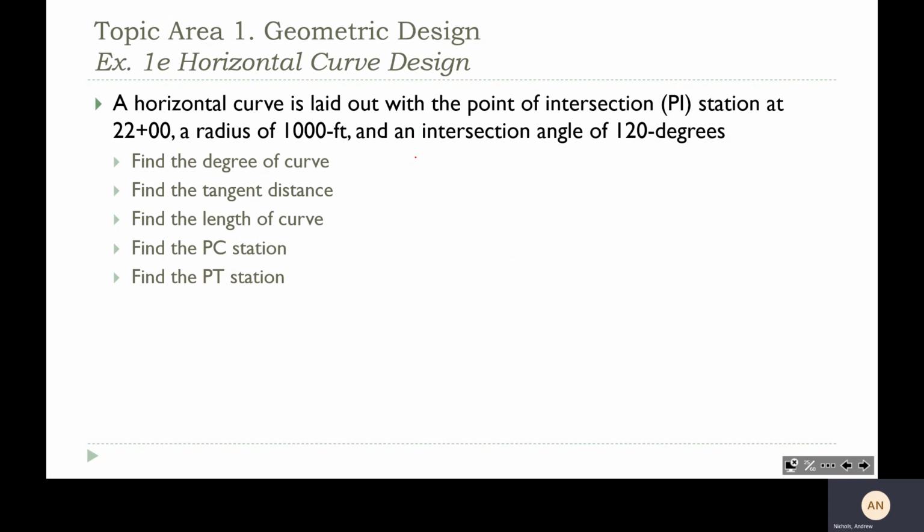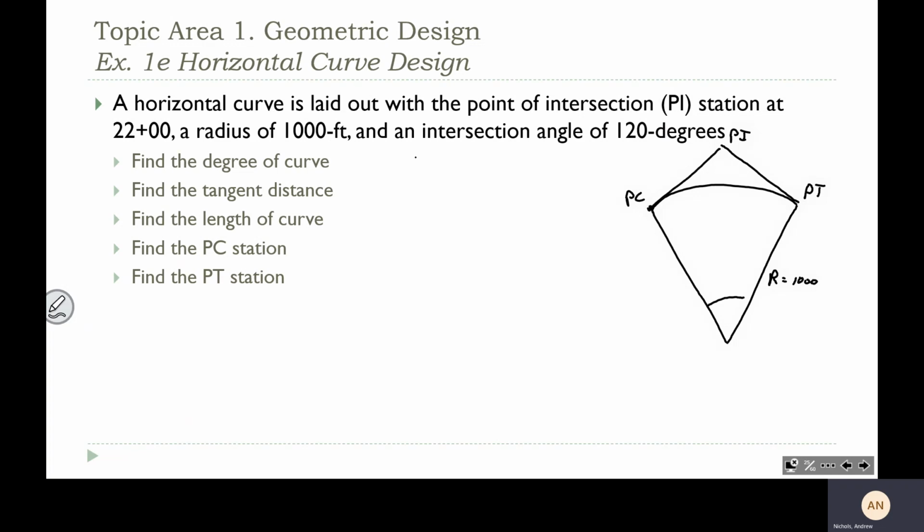So just doing a quick sketch. Let's say you can draw your snow cone. For some reason, I was talking about ice cream yesterday, so today I'm going to talk about a snow cone with a hat on it. So we've got PC, we've got PI, we've got PT. Radius is 1,000, and then this angle is 120 degrees. Obviously, I did not draw this to scale. And our PI is at station 22+00.